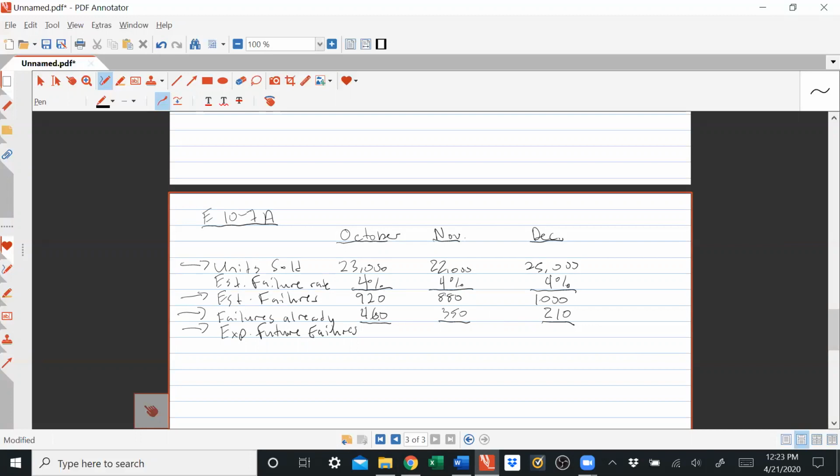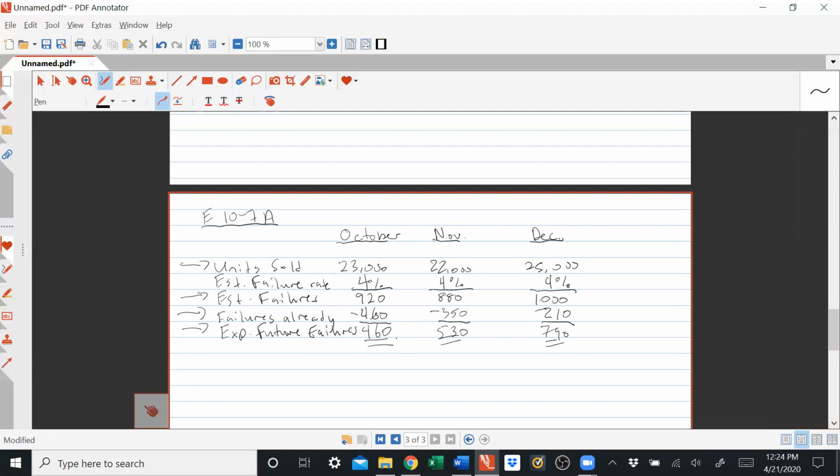That's our estimate. How many actually happened? 460. What do we think still will happen in the future going forward? Like in January, February, some of our units that were sold in October, we expect to fail. How many? Another 460. So that's the 920 minus the 460. 880 minus 350 is 530 for November. And 1,000 minus 210 is 790 for December.